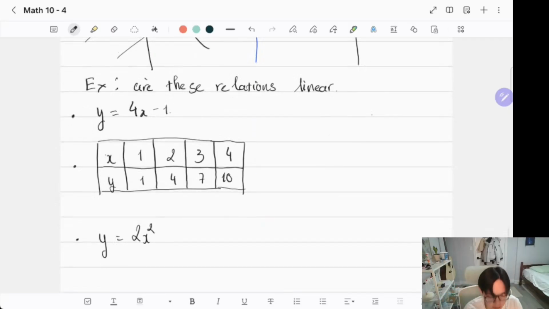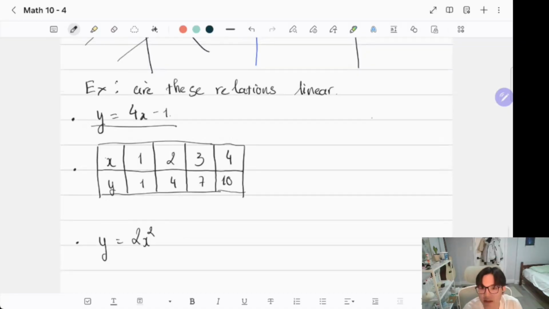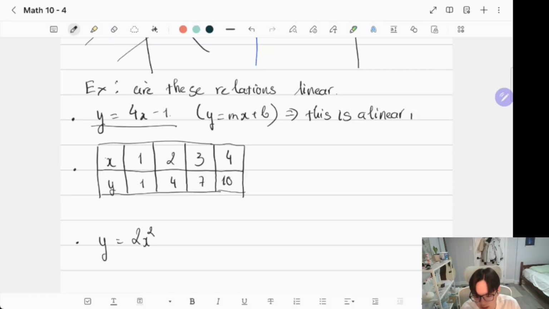So first of all, we have this equation, which is 4x minus 1. This one we already learned before. It has the formula of a linear equation, which is y equals mx plus b, right? It's the slope-intercept form of a linear equation. So we can easily know that this is a linear relation.